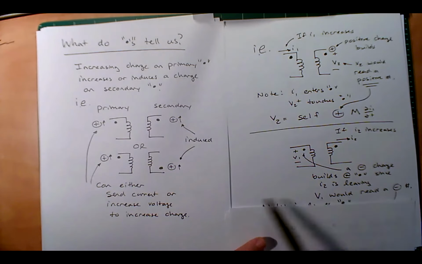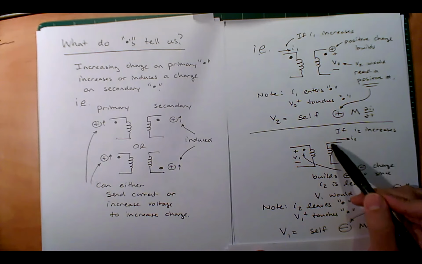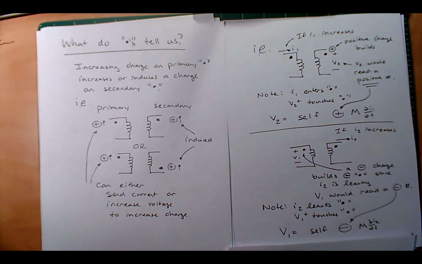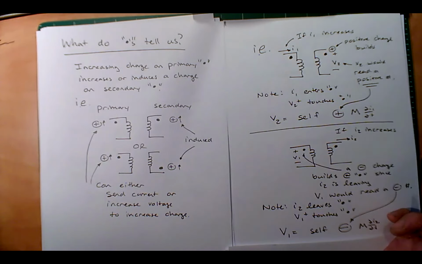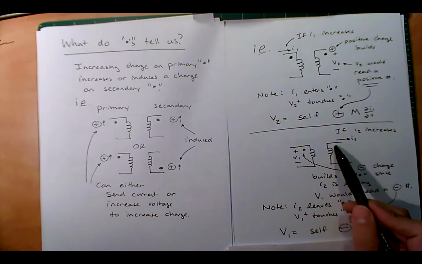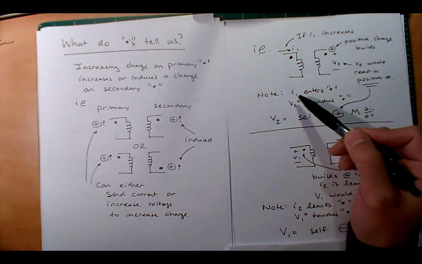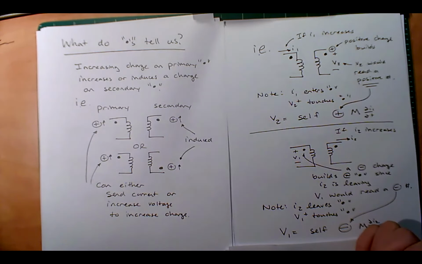And so that means if I wrote down the other half of our mutual inductance equations, look, V1 equals its self-inductance minus M di2 dt. So an increasing I2 in this case would lead to a negative V1, and that's why you see the negative there. Okay, so I hope that intuition is nice. Note again, I2 is leaving the dot and V1 positive is touching the dot, kind of opposite this case where I1 enters the dot and V2 positive touches the dot.